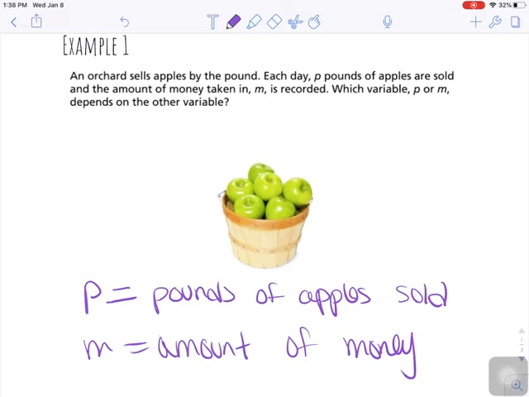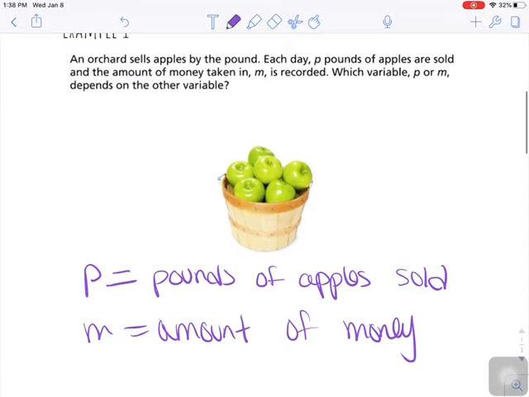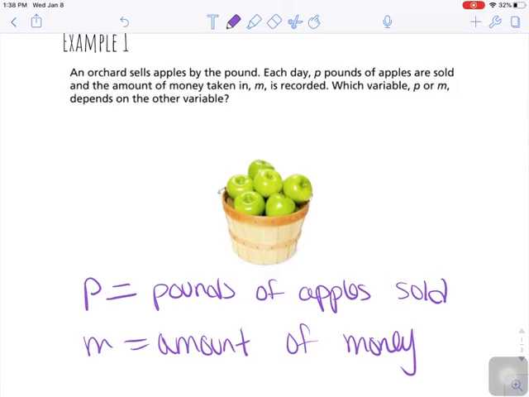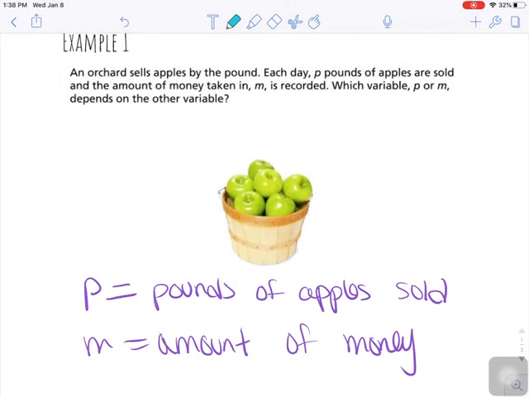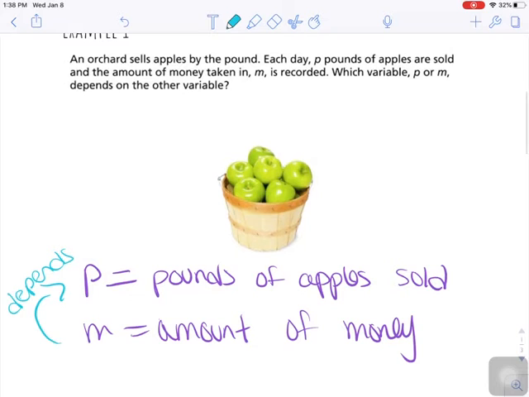So the question we want to figure out is which variable, P or M, either pounds of apples or money, depends on the other. So we kind of have to think about: do the pounds of apples sold depend on the amount of money that you bring in? Or does the amount of money you bring in depend on how many apples were sold? So M depends on P. So M would be our dependent variable.